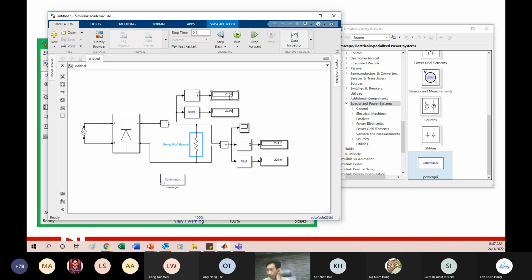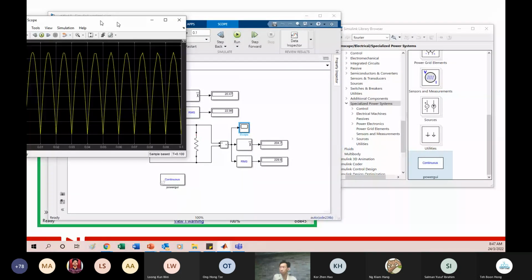So this is the DC, this is the AC. Of course, you can multiply them to get the power, then you can actually calculate their efficiency. So if we look at the waveform, you should be able to get this waveform.